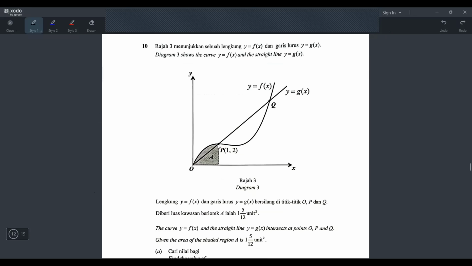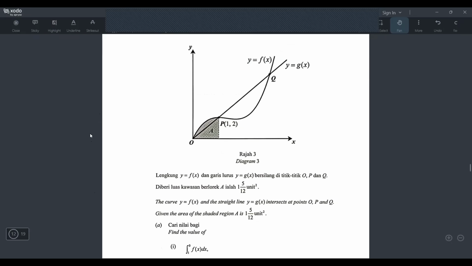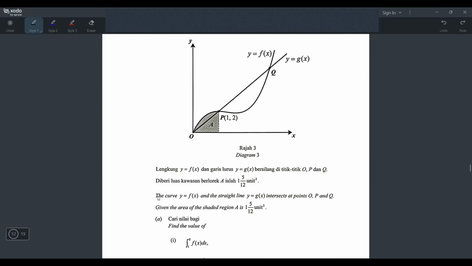And they give me a point here, 1, 2, right? Okay, let's read the question. The curve y equals f(x) and the straight line g(x) intersect at O, P, Q. So one intersection point at 0, 0, another intersection point at 1, 2. So it means this is 1. And then when I project here, it would be 2, right? And then there's another intersection Q, but I don't have the coordinates of this point.